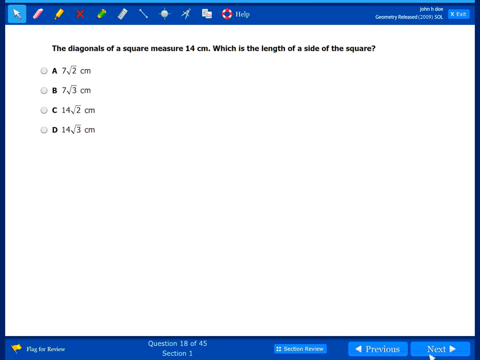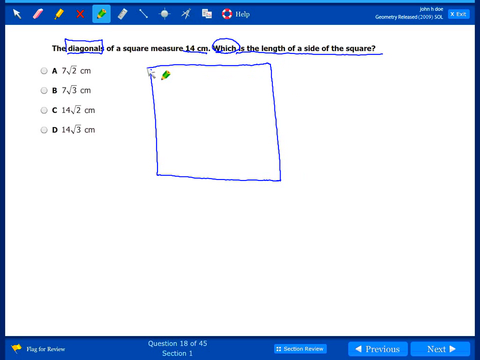This one here, again, we want to start off by looking for our keyword, which is the length of a side of a square. Well, we need to read the other information here. It says the diagonals of a square measure 14 centimeters. So the diagonals are 14 centimeters. So let's draw a square. We know a square has 4 right angles. We also know that all 4 sides are congruent, and our diagonal is 14 centimeters.